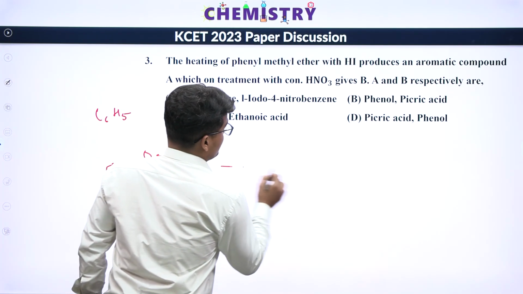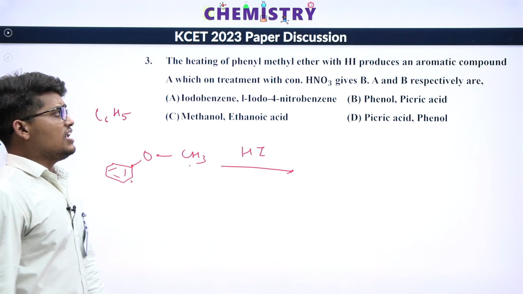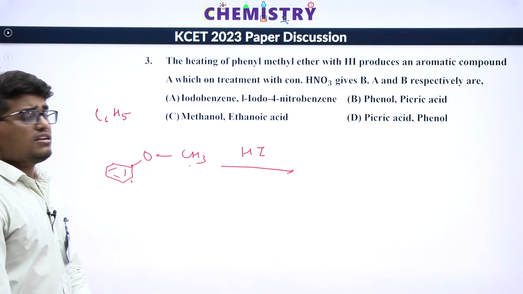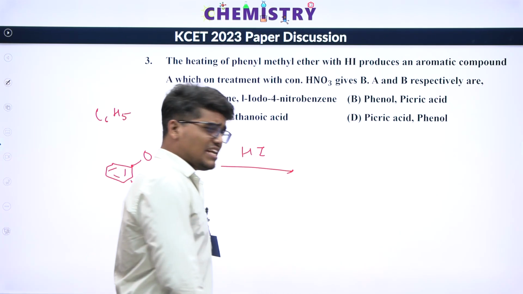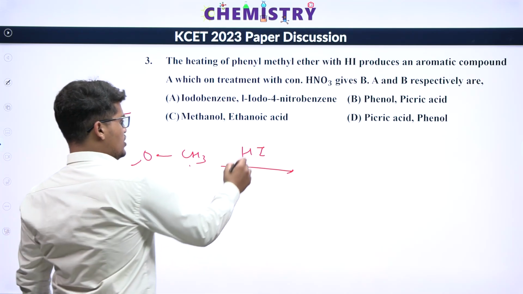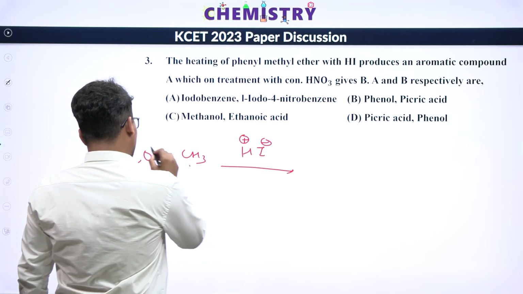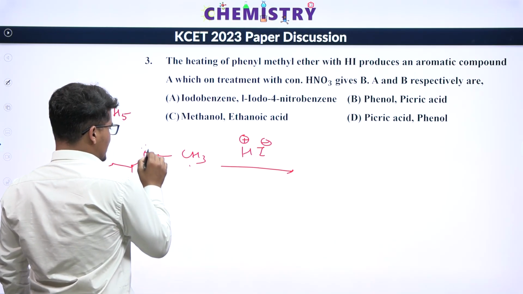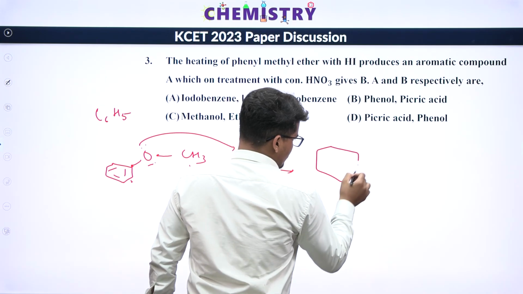You have to react it with HI. You have to react with HI. Now they are saying it produces an aromatic compound. It produces an aromatic compound. How does it basically form aromatic compounds? You can see, we know this reagent is quite an acidic reagent. So H plus is attacked by the oxygen lone pair to form a protonated ether. You can see like this.